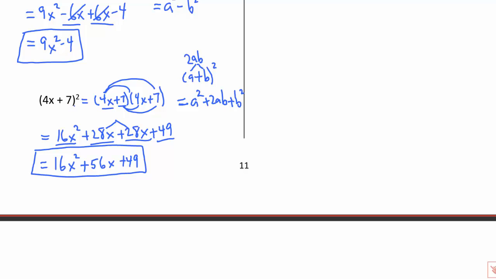Okay, so I could go from here to the answer just by doing that. So I square the first, that gives me 16x squared. Square the second, that gives me 49. Multiply the two together, that's 28x, and then double that, that gives me 56x. So there you go.